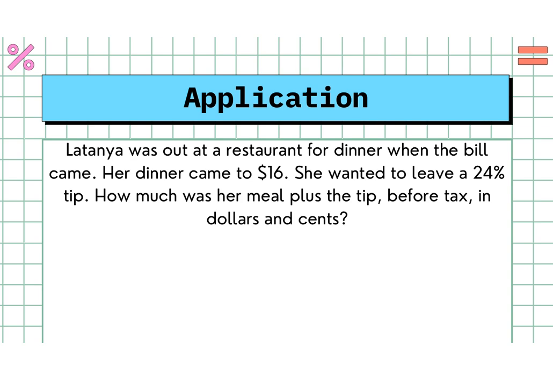Moving on to example 2, LaTanya was out at a restaurant for dinner when the bill came. Her dinner cost $16. She wanted to leave a 24% tip. How much was her meal plus a tip before tax in dollars and cents?